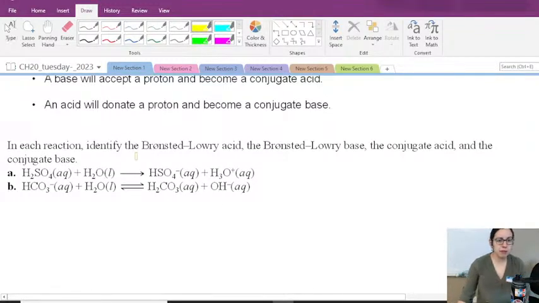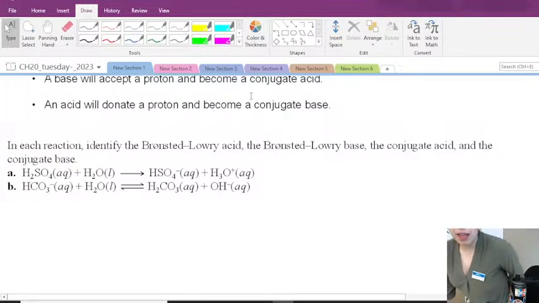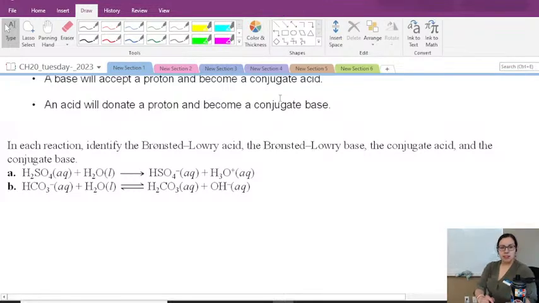All right, so take a moment for this example for both A and B. Identify the acid, the base, the conjugate acid, and the conjugate base.